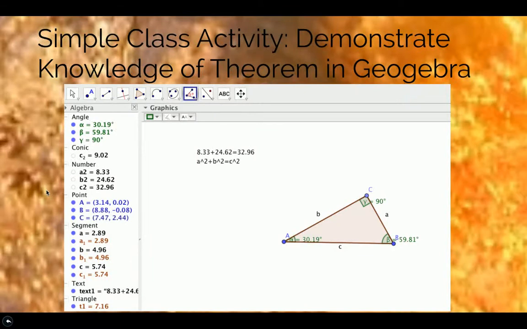Alright, so in class we did a simple activity where I had the students demonstrate their knowledge of the theorem in GeoGebra. It wasn't a proof. Students just had to make a right triangle, show that it had a 90-degree angle, show that each of its sides were a, b, and c, and demonstrate the formula a squared plus b squared equals c squared by plugging into the input bar each of the sides squared and then plugging them into the formula to demonstrate that it works.